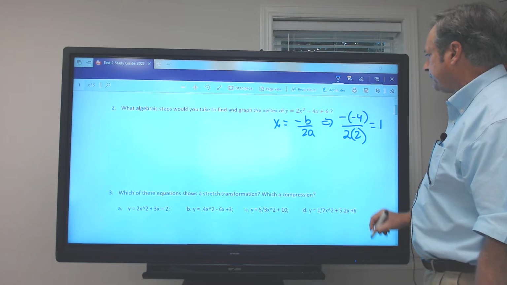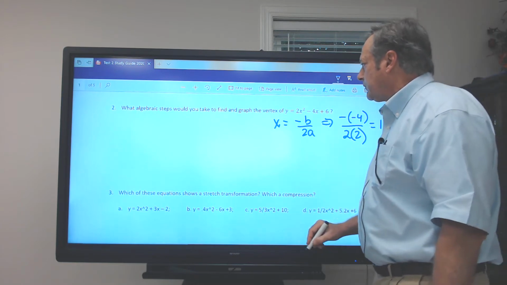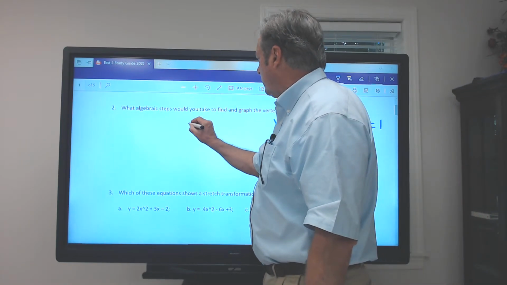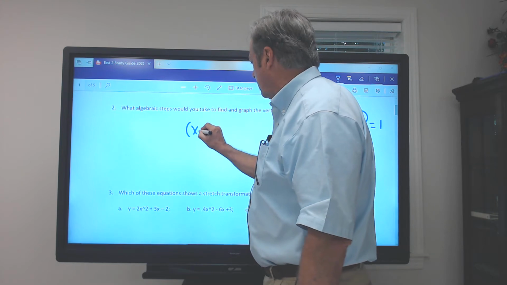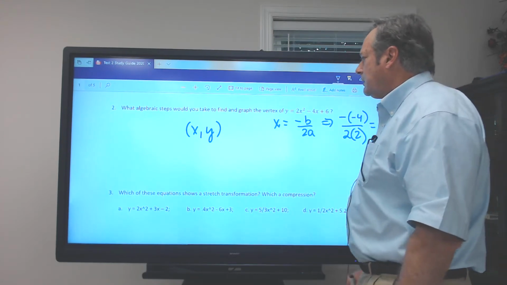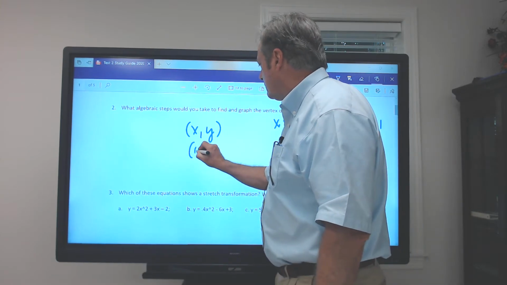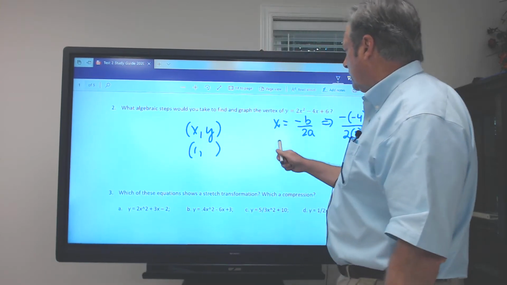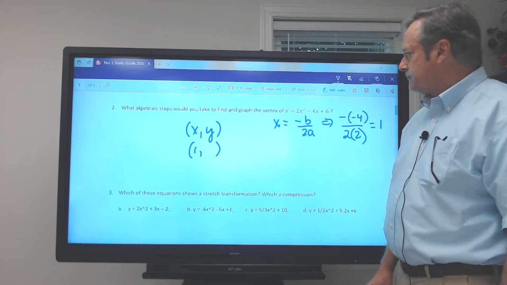So a negative negative 4 is a positive 4 over 2 times 2, which is 4, so 4 over 4 is the number 1. What that means is that the x value of the vertex is going to be 1, because the axis goes right through it.